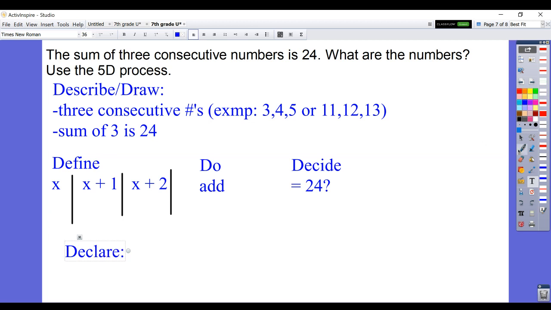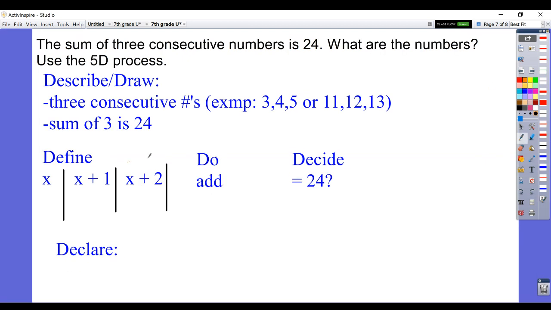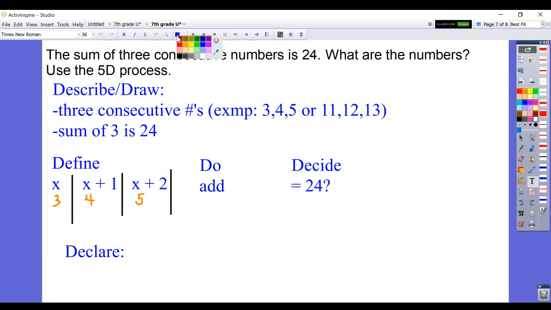So you want to start with a guess of 3 consecutive numbers. So let's say you started with 3, 4, and 5. So when you add 3 plus 4 plus 5, I'll try to do it with typing instead, make it a little easier to read maybe. So 3 plus 4 plus 5 would equal 12, which is too low.